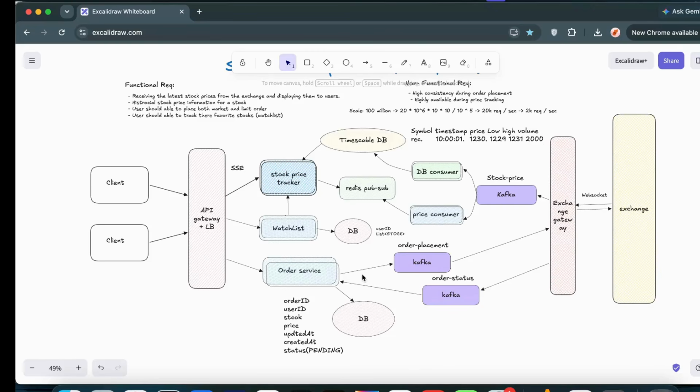I think the order service is pretty much straightforward, like what we have to do right over here. I hope you get the idea of how things are working right over here.